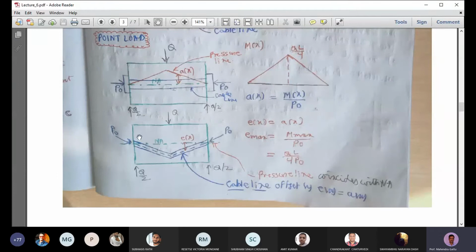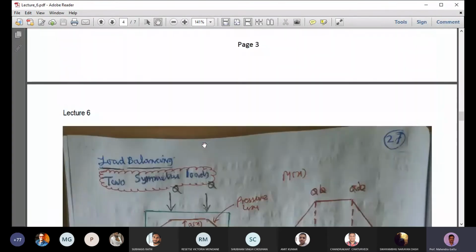So when you provide the cable with that eccentricity and that P naught value, instead of sagging, the beam will be perfectly straight, and it will be in a state of compression equal to P naught by A. Okay, so we can do another scenario.